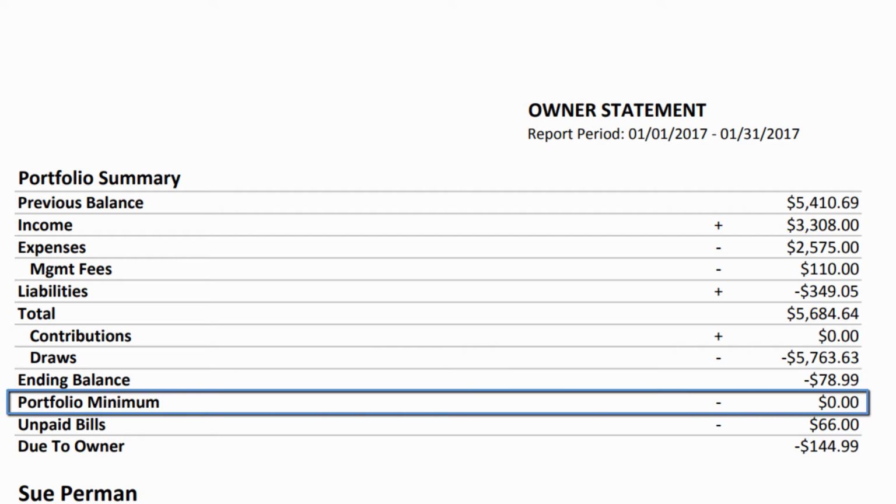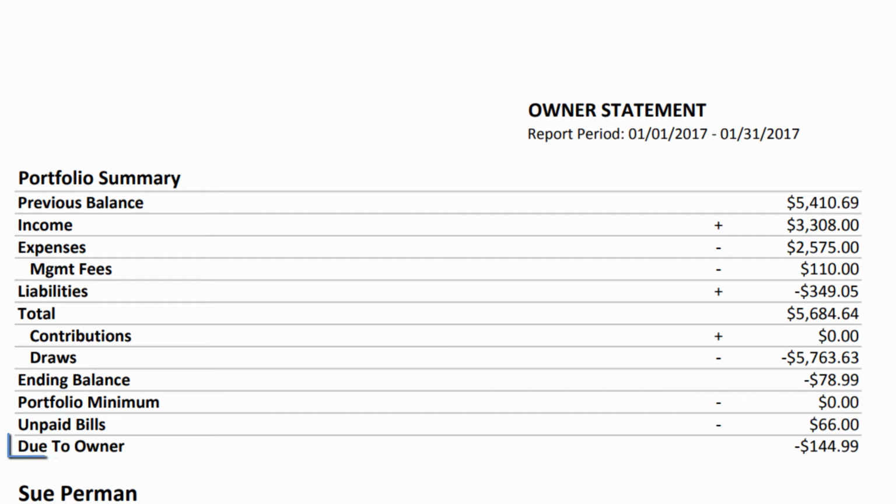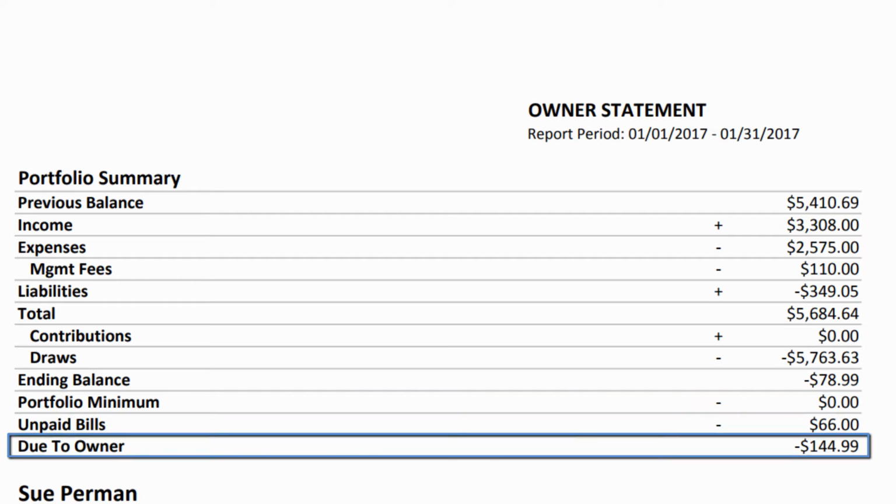Portfolio minimum. This amount will represent the funds required on deposit for day-to-day maintenance expenses. If you are currently set up as a monthly EFT customer, this amount will be zero. Due to owner. If negative, this is owed to the management company, and if a positive amount, it is then due to the owner.